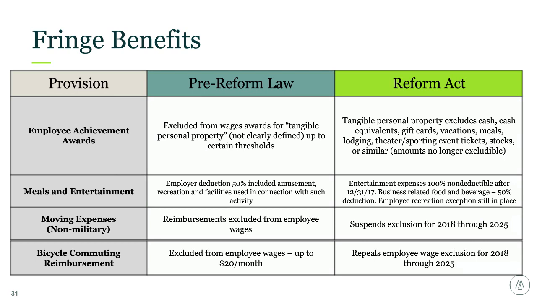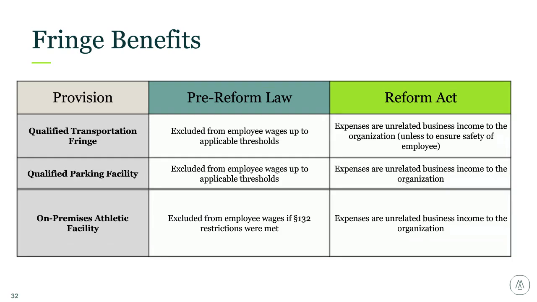So just to quickly run through these slides, because we have just a couple more moments, we talked about employee achievement awards. They're tangible personal property. Basically, cash is cash. Meals and entertainment, the employer got a deduction, 50%. Entertainment expenses are no longer deductible. The 50% is still in place, and the employee recreation exceptions, benefits, and parties are still in place. Moving expenses no longer allowed. Bicycle expenses no longer allowed. They took a lot away. They left us a few things.